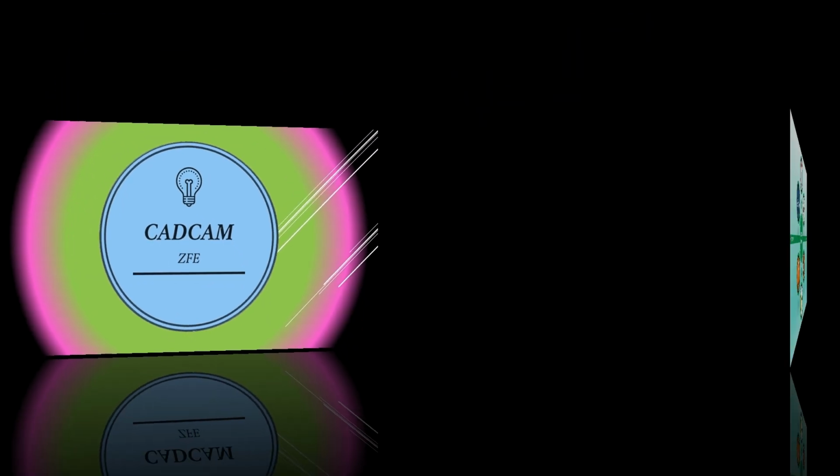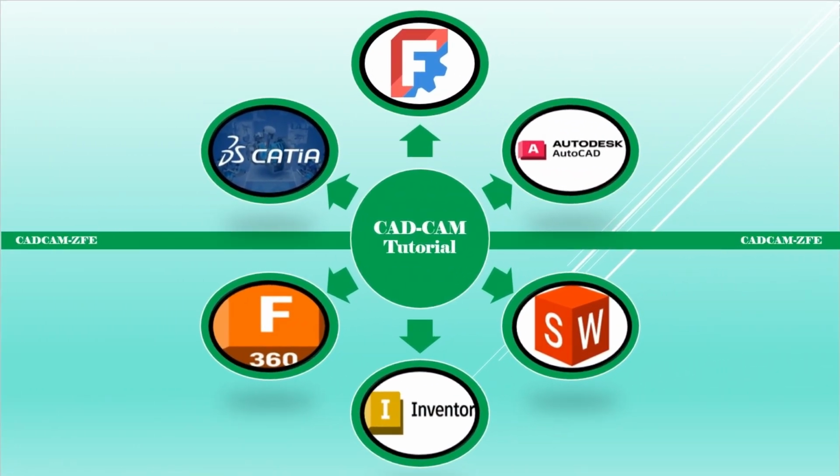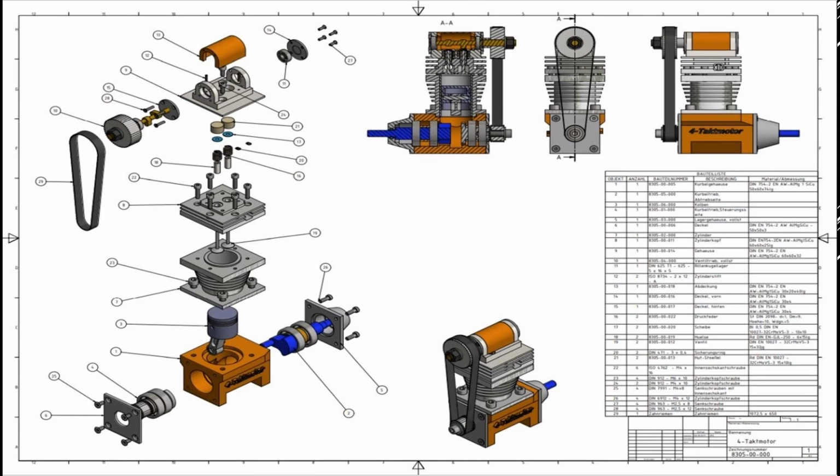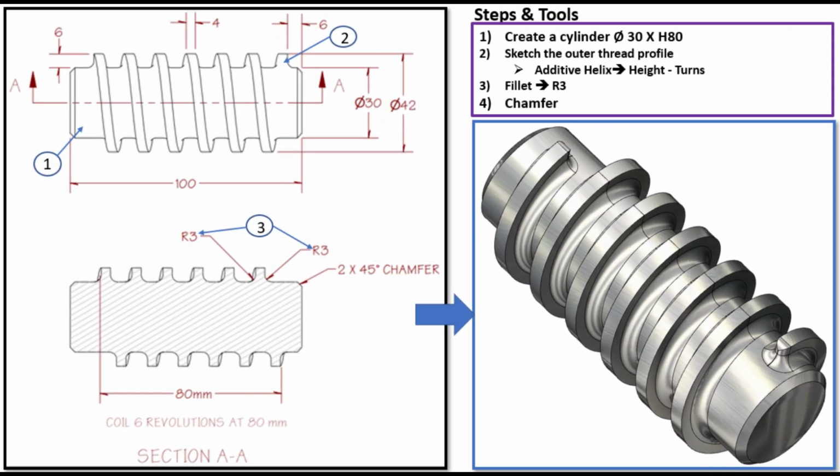In this tutorial, I will show you how to create a 3D model from an existing 2D drawing with the help of FreeCAD Part Design tools like Additive Helix, Cylinder, Chamfer, and Fillet. Today, we convert this 2D drawing step by step into a 3D solid part. Here you find the steps and the tools that I used to convert this 2D drawing into a 3D solid part.